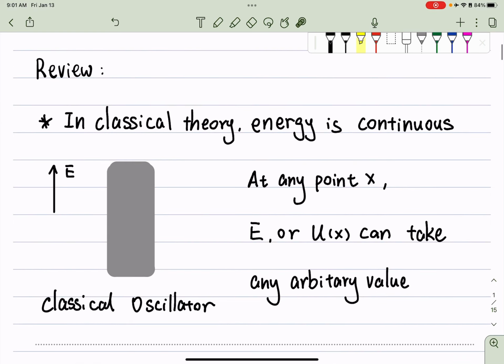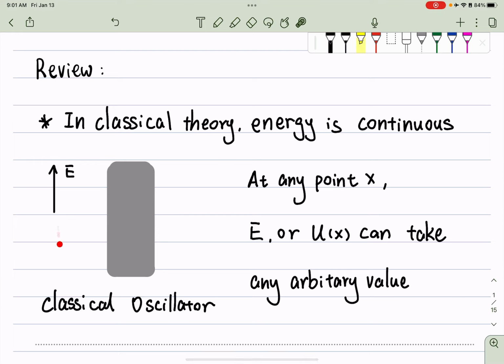Before we get started, a quick review. On Wednesday, we went over classical physics and a little bit of calculus, right? What is a derivative? What is an integral? And the bottom line is that at the end, we came to the conclusion that in classical physics, energy is continuous. By saying energy is continuous, it means that at any point x, your energy or your potential energy can take any arbitrary value. So this is what we call an energy diagram.